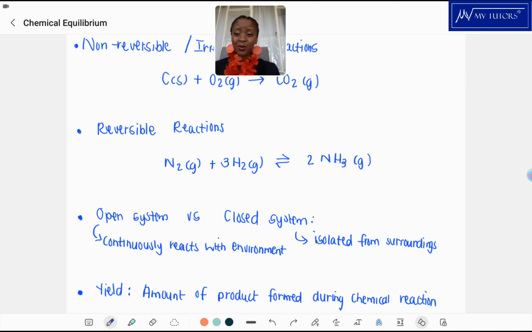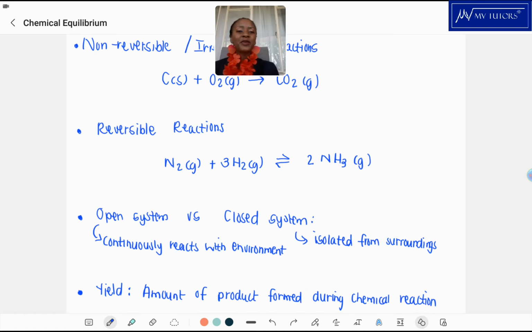And then if we refer to an open system versus a closed system, what exactly are we referring to? Basically, if you have an open system, your reactants or products are continuously reacting with the environment. That's not really that great for us at times. Sometimes we desire to have a closed system, which means that your reaction is basically isolated from its surroundings. So whatever is happening around it will not affect the reaction, which is what we want.